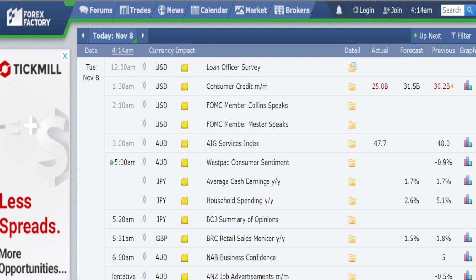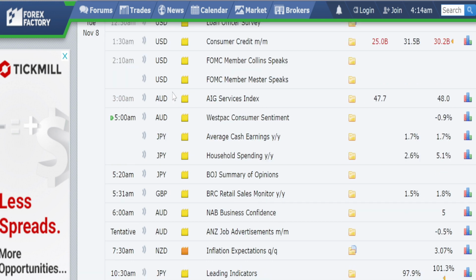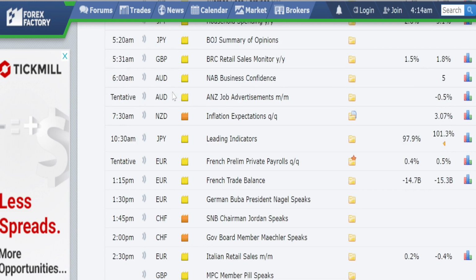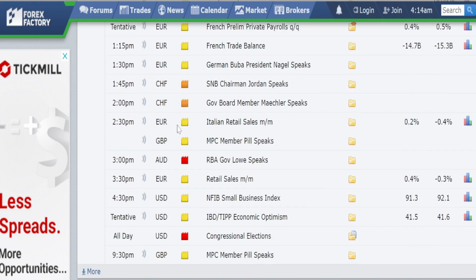When we look at the economic events planned for today, Tuesday, November 8th, we have lots of low impacting news on most of the major currency pairs. At 7:30 AM we have medium impacting news planned for New Zealand dollar related currency pairs, and at 1:45 PM we have medium impacting news planned for Swiss franc related currency pairs.